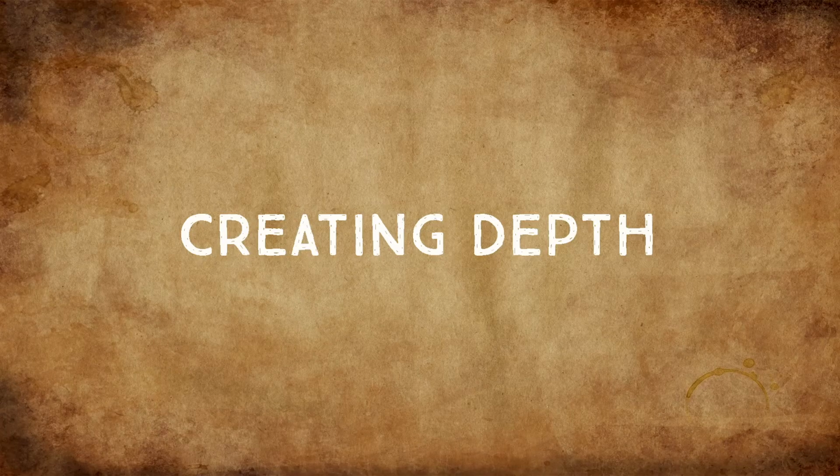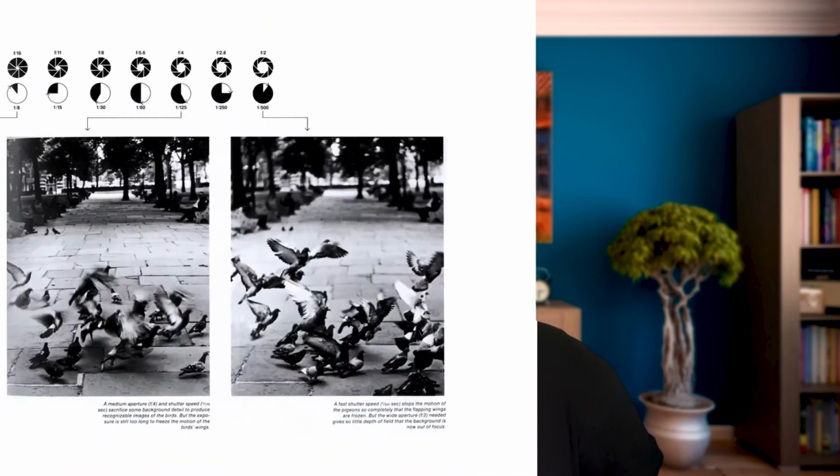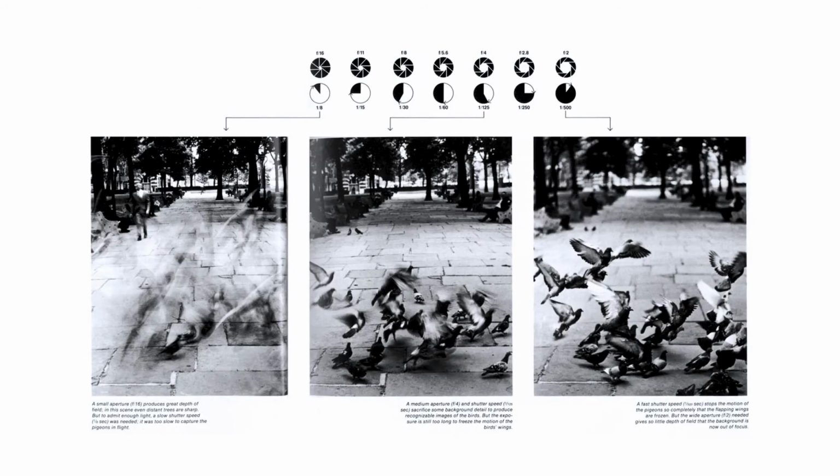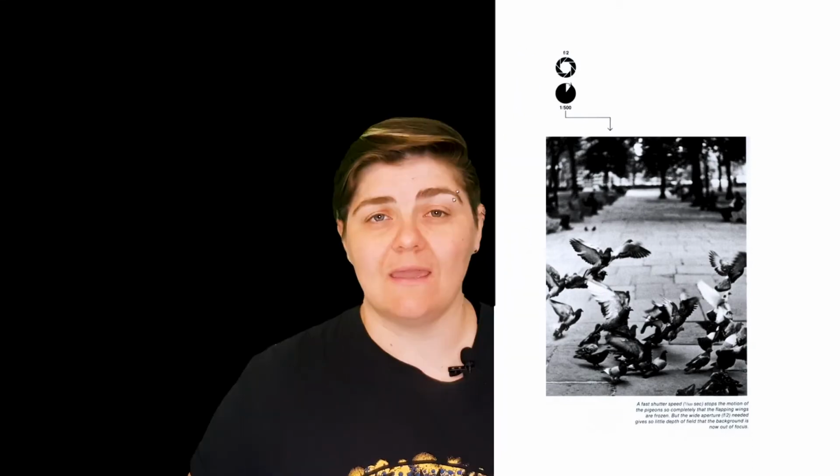Number 3, creating depth. Now, at times you might feel that once you've set up your shot, it feels quite flat. That's literally because there is no depth. Now, it's most likely that all of your elements are sitting on the same plane. So, to create depth, we need to create a foreground, a midground, and a background.